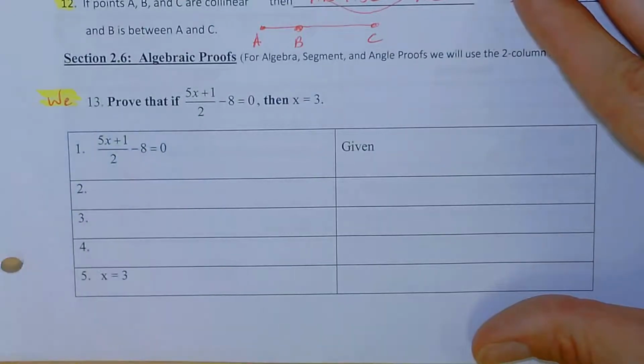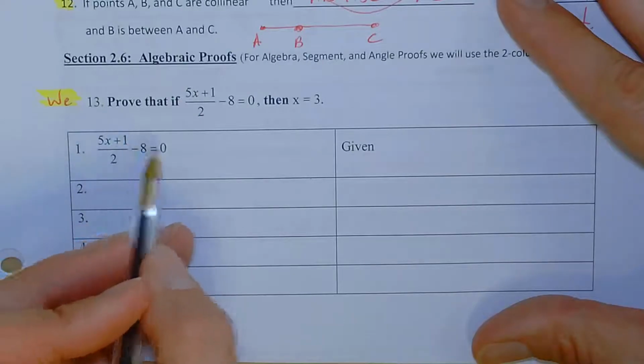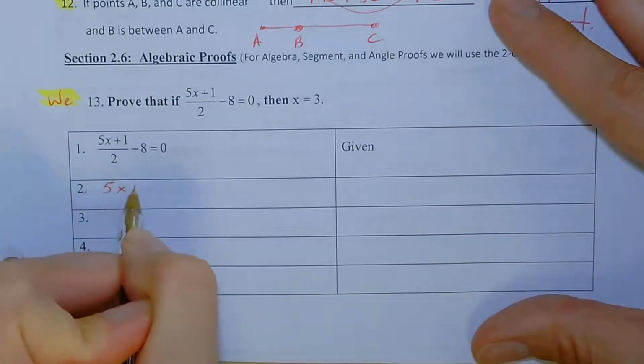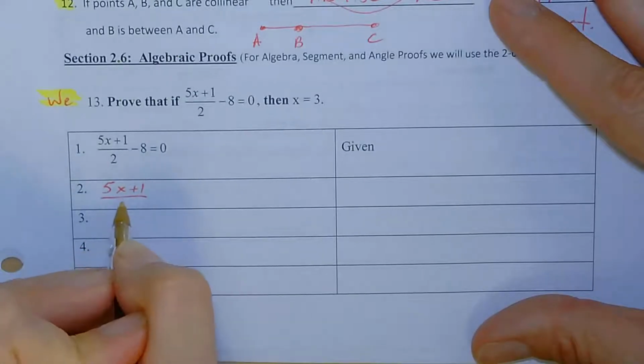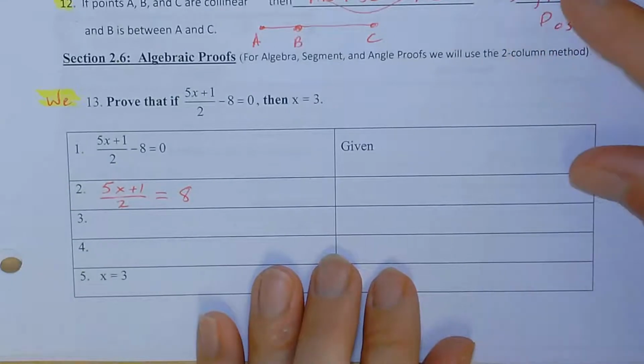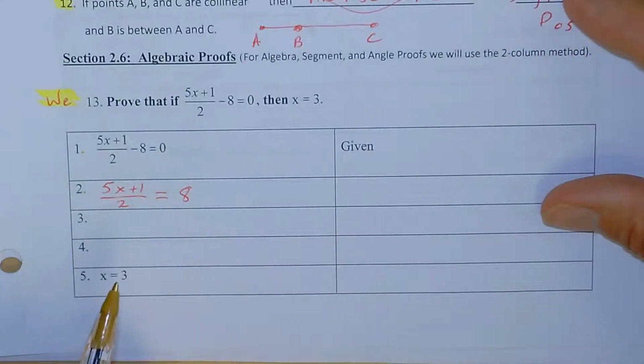So the first thing we would do is add 8. Now, when you write it in a proof, you don't actually show the plus 8. You just write the result. So if I added 8, I would have 5x plus 1 on top, 2 on bottom, equals 8. That would be the result of what I get by adding 8 to both sides.